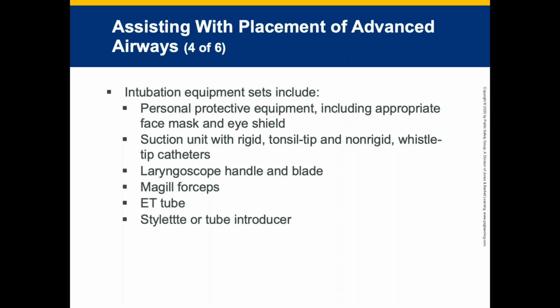Other insertion intubation equipment sets include PPE, obviously a suction unit with rigid tonsil tip Yankauer, or a French tip catheter. Laryngoscope handle and blades. They have Mac and Miller blades, whether they're curved or straight. Magill forceps, those are utilized to pull foreign body airway obstructions out. ET tube size, which is sized for a patient. Then they have what they call a stylet, or a tube introducer, which is what they call a gum elastic bougie. So there's different methods that are there.